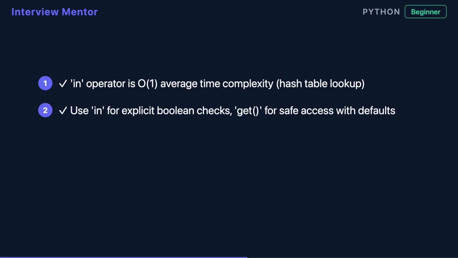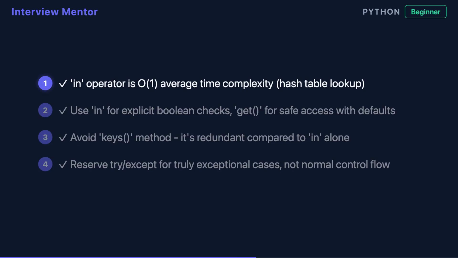Here's what matters for performance and best practices. The in operator has O(1) average time complexity because dictionaries use hash tables internally. This makes key lookups incredibly fast even with millions of entries.